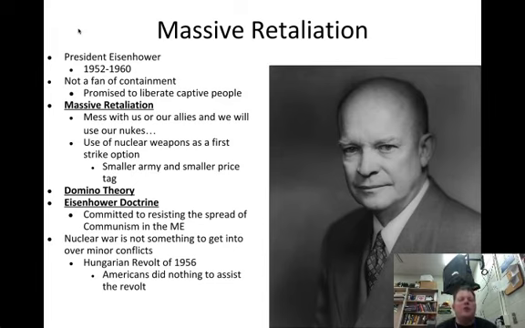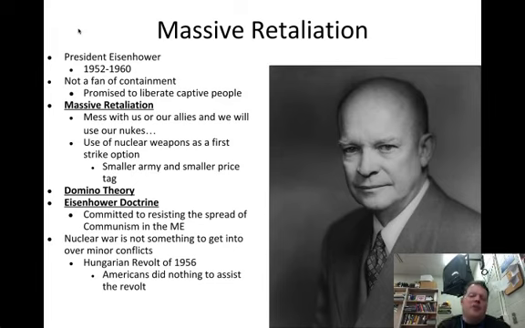So nuclear weapons become a first strike option, which means we can have a smaller army with a smaller price tag. However, Eisenhower is going to find out that this is kind of an unrealistic policy, because you're not just going to throw down nuclear weapons over some little minor issue. Okay, they're a weapon of last resort. You can't just use them right away. And so this idea of massive retaliation is not going to last too long.